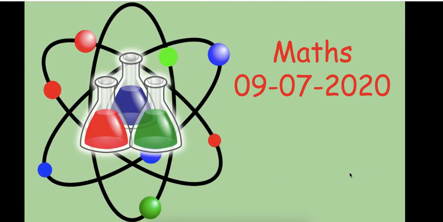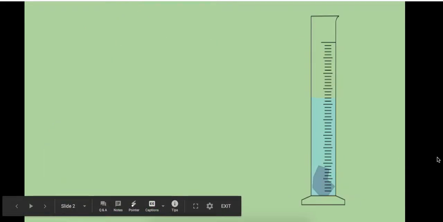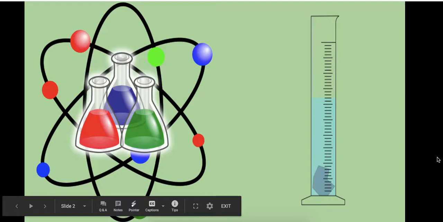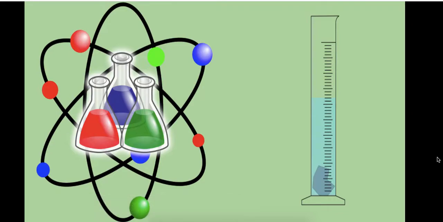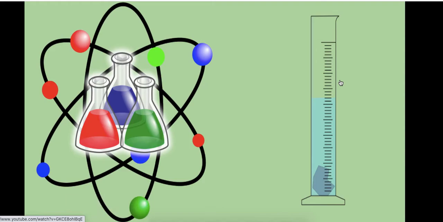09-07-2020, and we are still busy with capacity part 3. Right, so there I have a cylinder. Has anybody seen a cylinder? And we can see on this cylinder it's got lines, which are called graduations, and so today we are going to learn how to read cylinders. So let's click the cylinder and take us to a video. Please listen nicely to the video and enjoy.